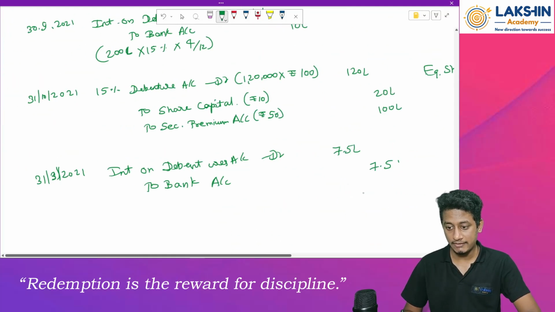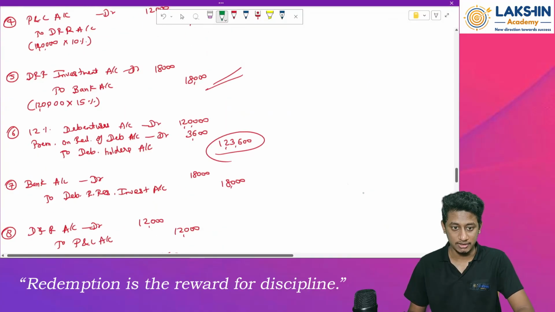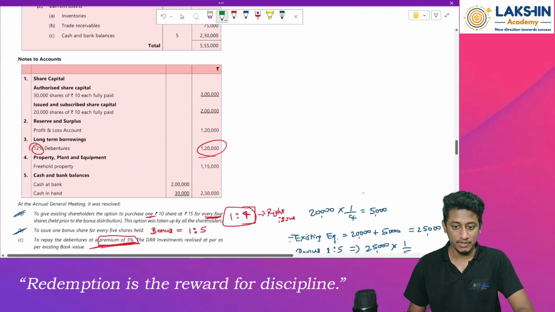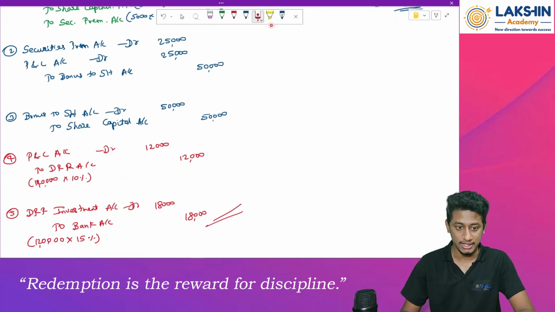7.5 lakhs is the interest payable. Then yes, we are good to go. But one thing I forgot to mention previously. In this question, there was a premium, right? I forgot to write it off. So just take it down.